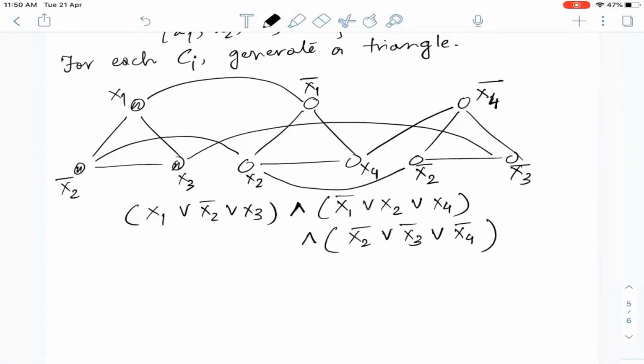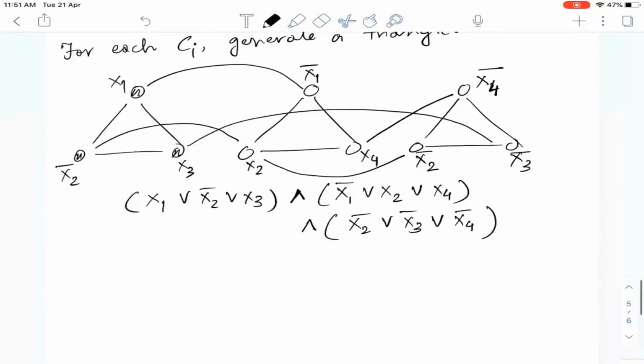Now suppose there is a satisfying assignment. Let's think of the proof at an intuitive level. Suppose there is an assignment of x1, x2, x3 and x4 such that this is satisfiable. Can you now create an independent set in this graph which is of size k?